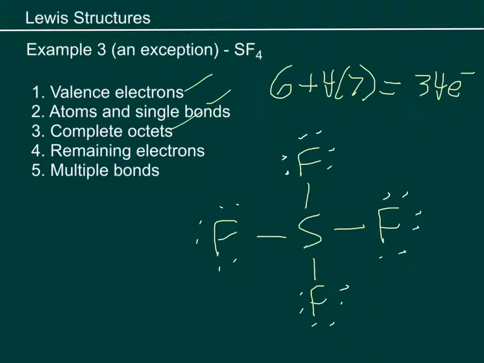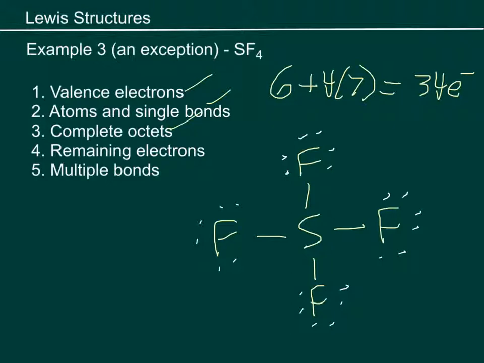Well, we've got to figure out where we stand. So 2, 4, 6, 8. There's 8 around each of these, right? 1, 2, 3, 4. That's 32. Okay, but hold on. We're supposed to have 34 electrons. So we have 2 electrons that are unaccounted for currently.